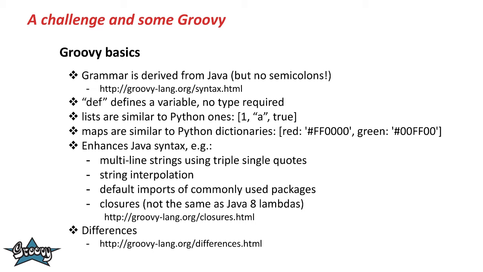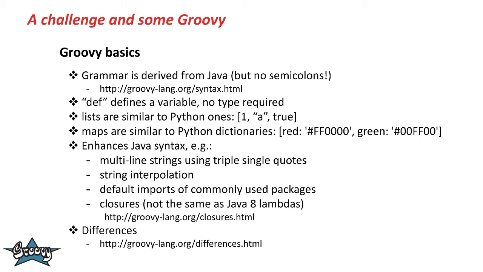Lists are very similar to the Python ones: square brackets and comma separated, and they can be mixed types. Maps are also very similar to the Python ones, which are called dictionaries in Python. However, you don't use curly brackets, you still use square brackets. And Groovy also enhances the Java syntax. For example, you have multi-line strings by using triple single quotes. You can use string interpolation. You can also have default imports of commonly used packages like java.lang, java.io, java.net, and so on.